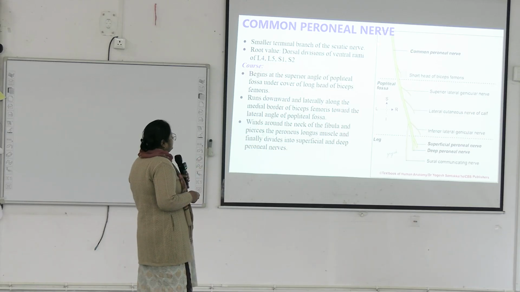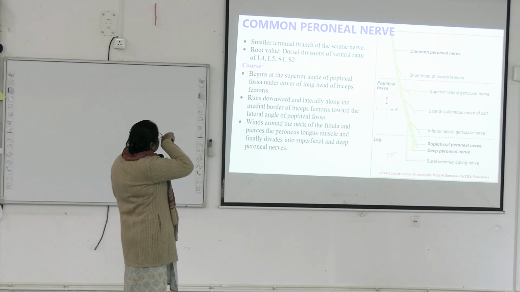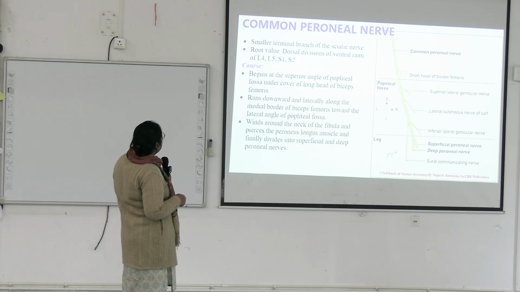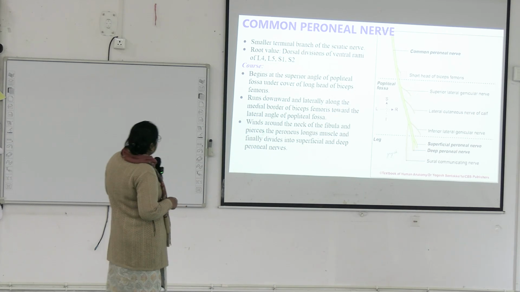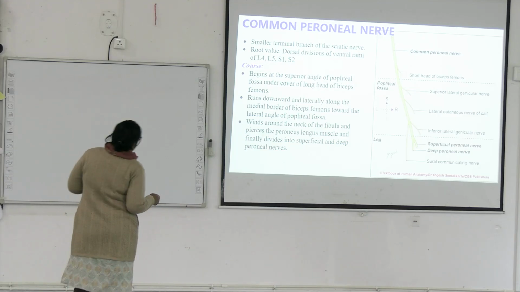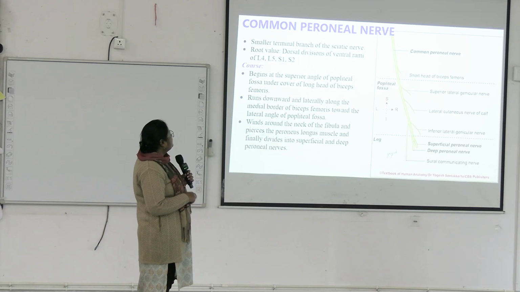Common peroneal nerve. This is a schematic diagram of the common peroneal nerve. It is the smaller terminal branch of the sciatic nerve. Its root value is the dorsal division of ventral rami of L4, L5, S1, S2.